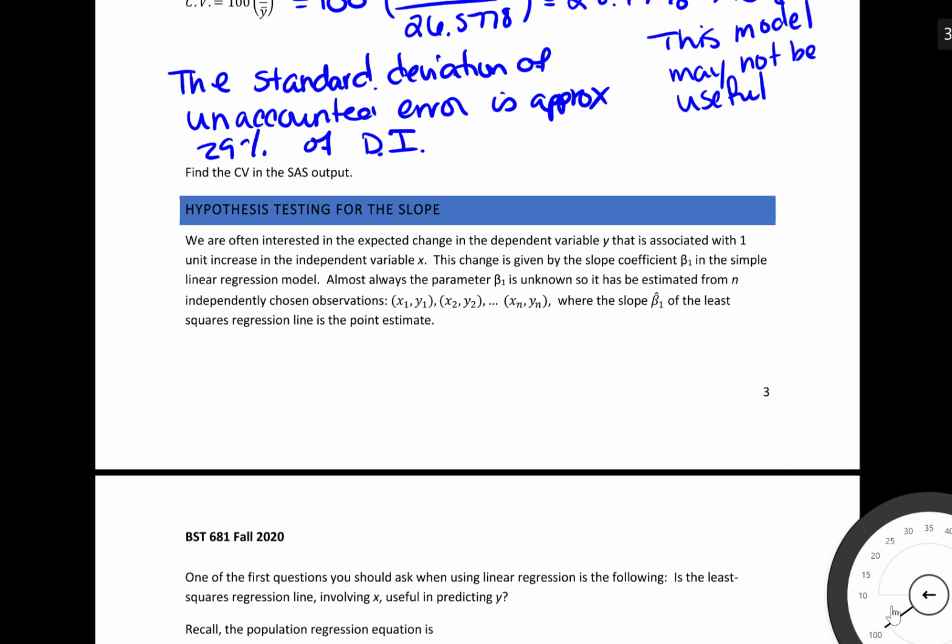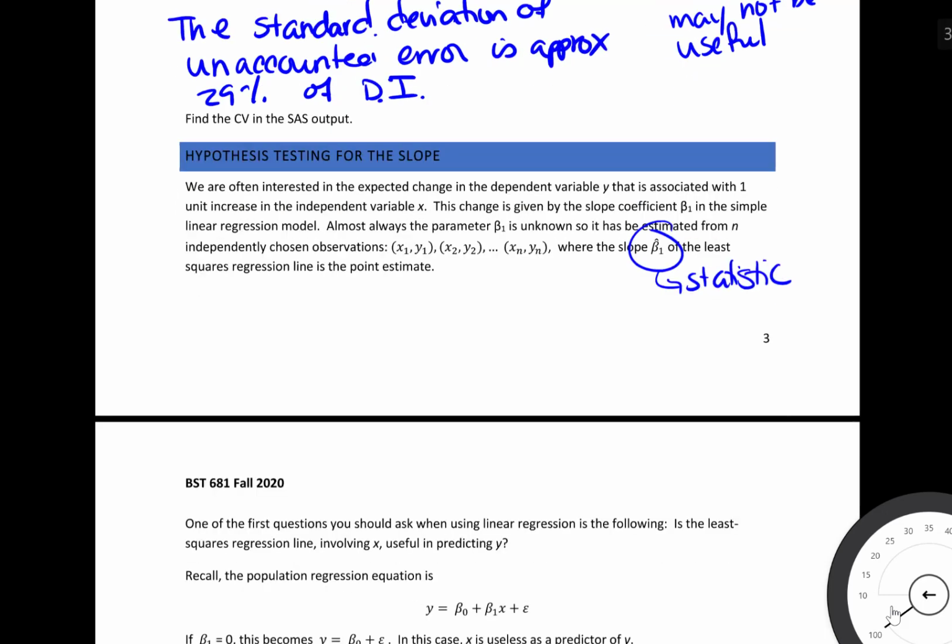Alright, next we're going to talk about hypothesis testing for the slope. We're often interested in the expected change in the dependent variable y that is associated with a 1 unit increase in the independent variable. The change is given by the slope, because notice that's the definition of slope in the simple linear regression model. Almost always the parameter beta 1 is unknown, so it has to be estimated based off of that sample information. And so notice before we calculated the statistic beta hat 1. So now we're going to use that statistic to see if we can say something about the parameter and whether or not it's non-zero.